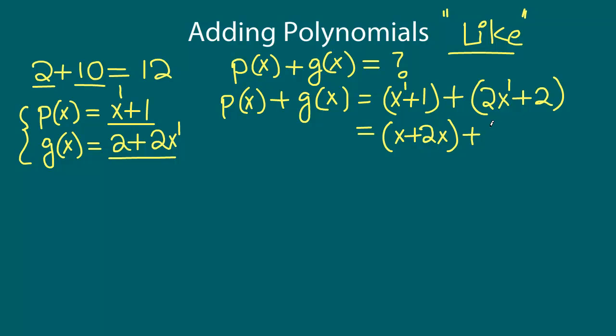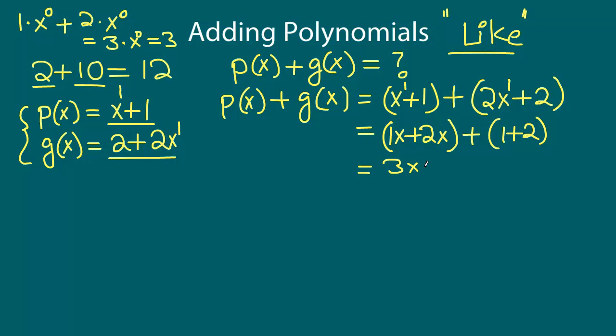And now we have the two constant terms. Can we combine the constant terms? Of course we can, because we can think of 1 as 1 times x raised to power 0, and we can think of 2 as similarly 2 times x raised to power 0. So we can add these two, and we get 3 times x raised to power 0, which is just 3. So if we add them, it will be 3x plus 3. So if these are the two polynomials, when we add them, we get this as our answer.